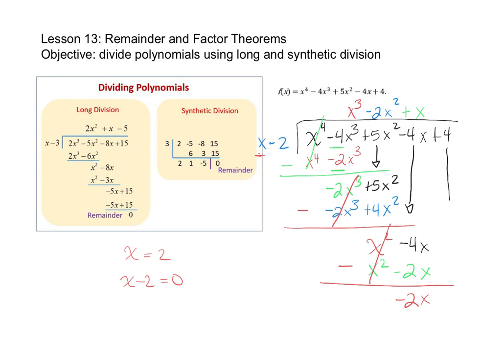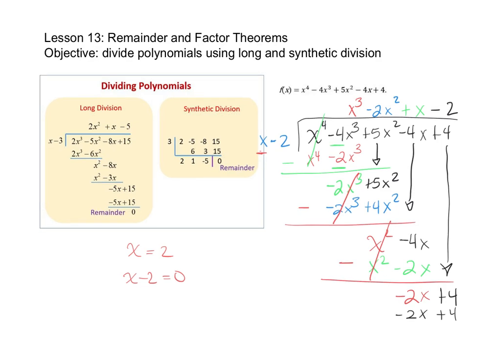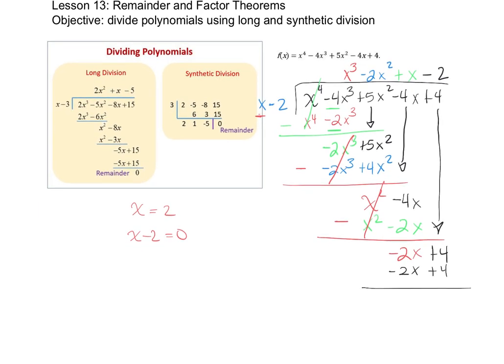So lastly, we're going to bring down the 4. So positive 4. So that's going to give me a negative 2. So negative 2x. Negative and a negative is positive 4. And then we are going to subtract. So negative 2 plus 2 cancels out. 4 minus 4 also cancels out. So our remainder is 0.